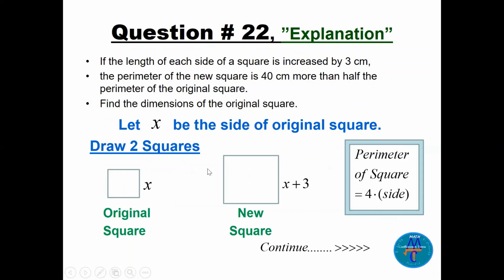Let x be the side of the original square. So we have x, x, x, x. When you increase the length of the side, you get x plus 3, x plus 3, x plus 3, x plus 3. Now, what else? The perimeter of the new square is 40 more than half the perimeter of the original. See, the perimeter of any square is 4 times each side. So here 4 times (x plus 3), here 4 times x.